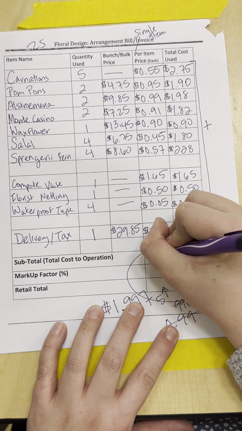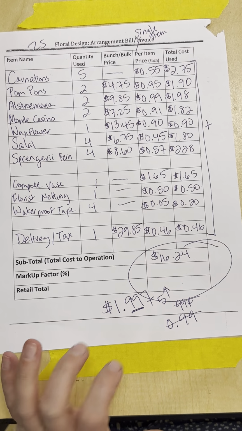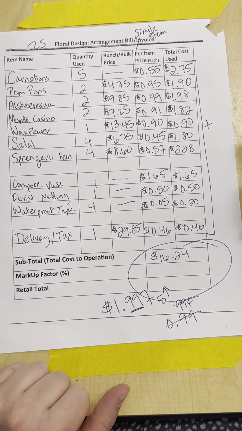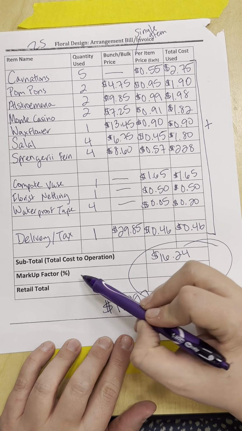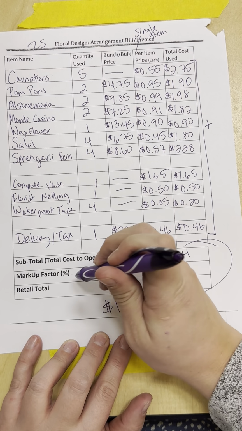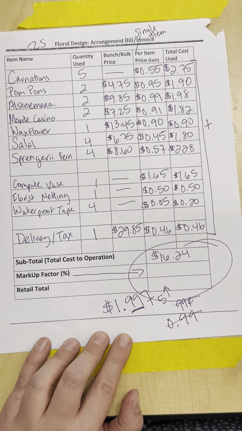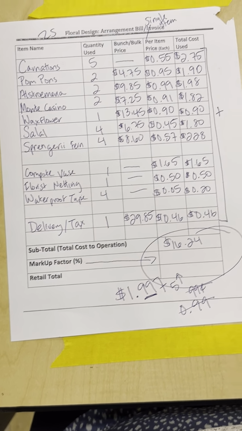All right, for this arrangement, it's quite high. We've got $16.24. It cost us in supplies, straight up, no profit, just cost $16.24. Then we're gonna figure out a markup factor for this arrangement, and then we're going to do the math to mark it up, which would give us what are we charging a customer for? What are we gonna sell it for?